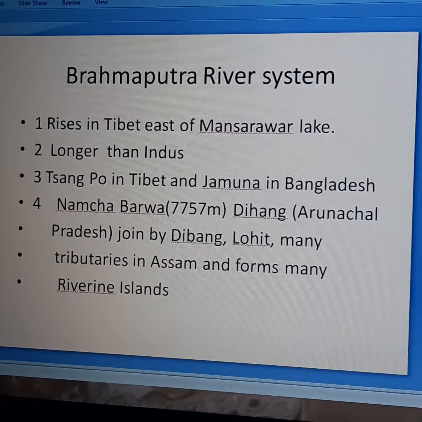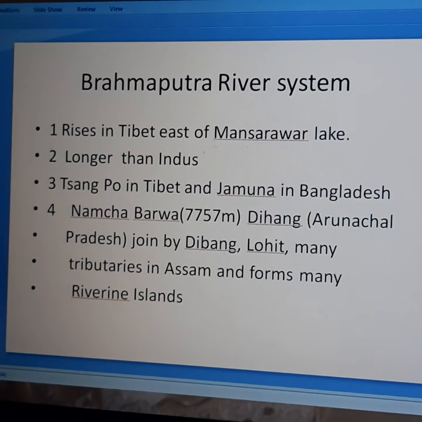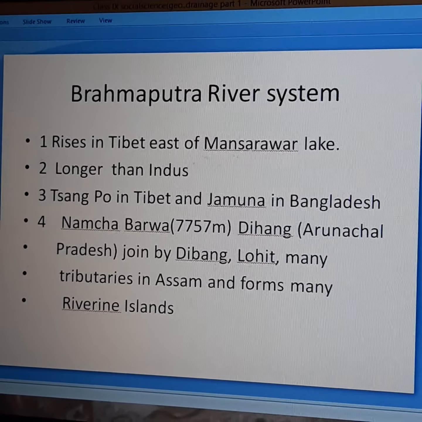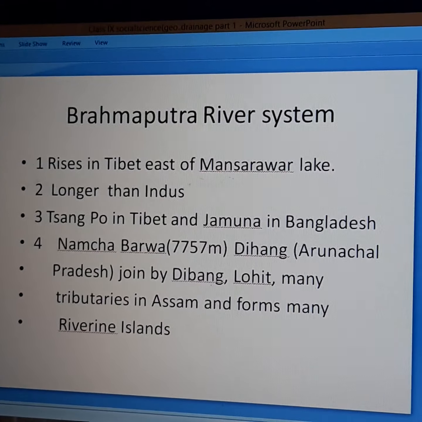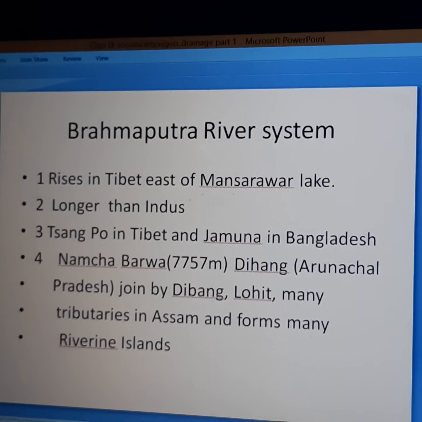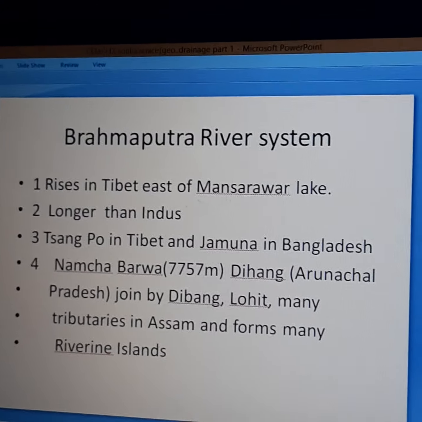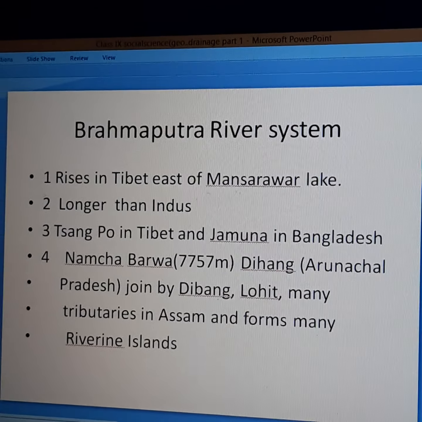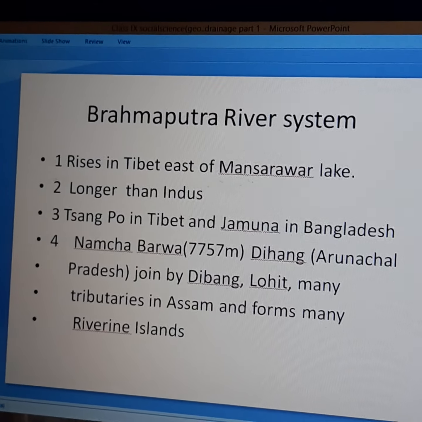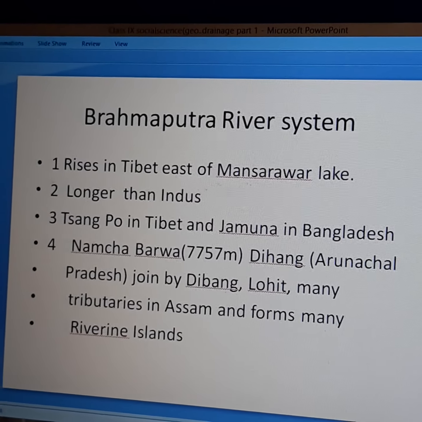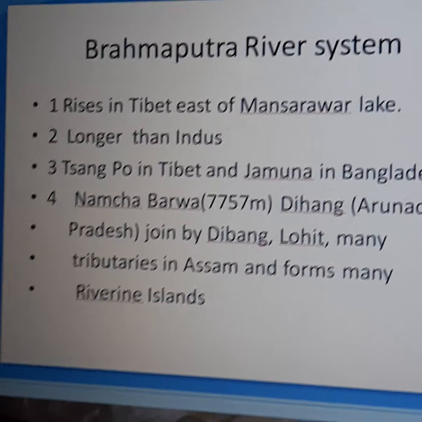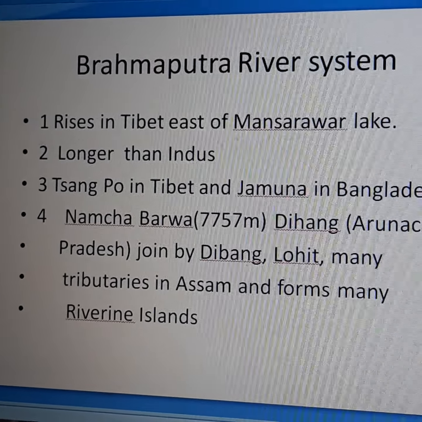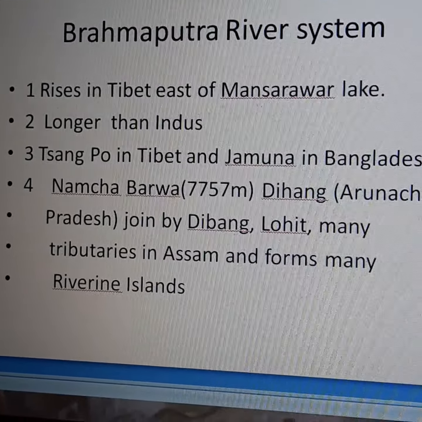Because of the cold and dry area in Tibet, the river carries a smaller volume of water and less silt. Here in India, it passes through a region of high rainfall. That's why it carries a larger volume of water and a considerable amount of silt. During its course, the river forms numerous riverine islands in Assam.